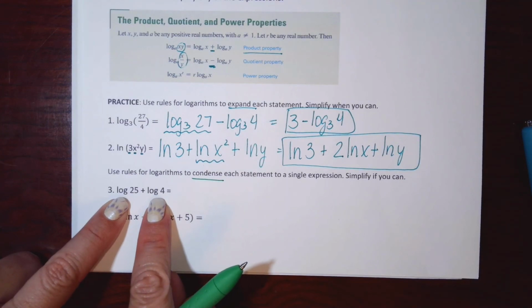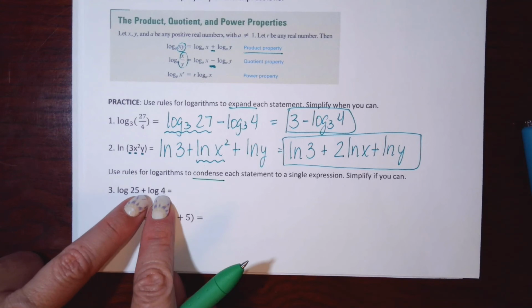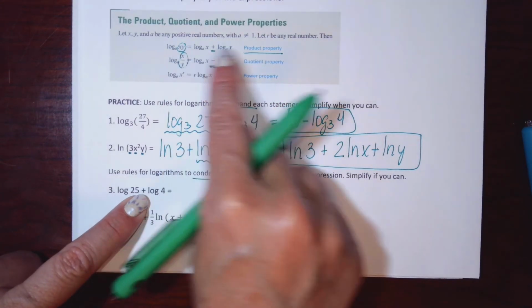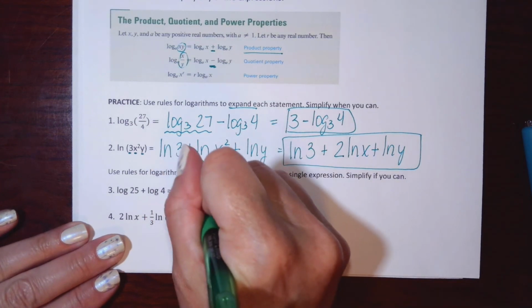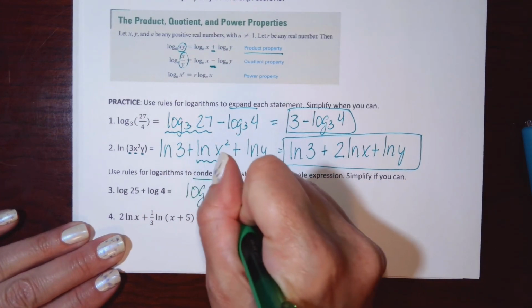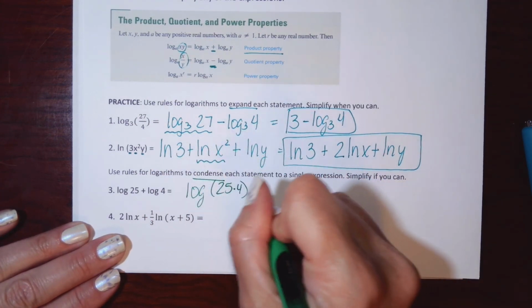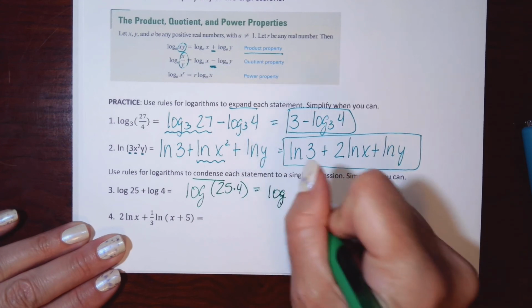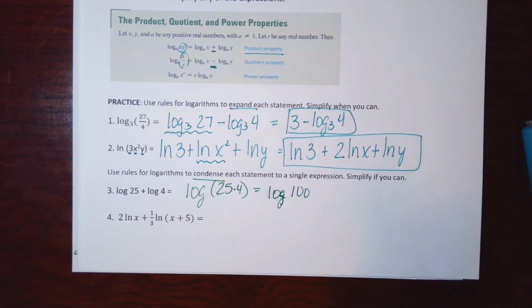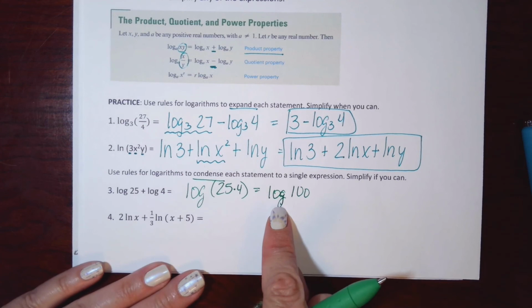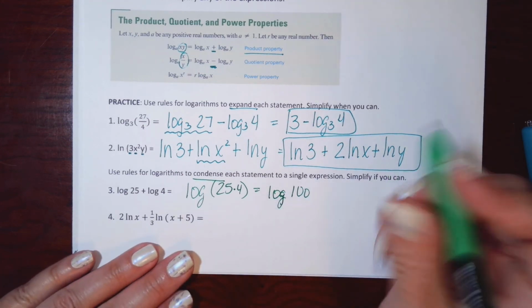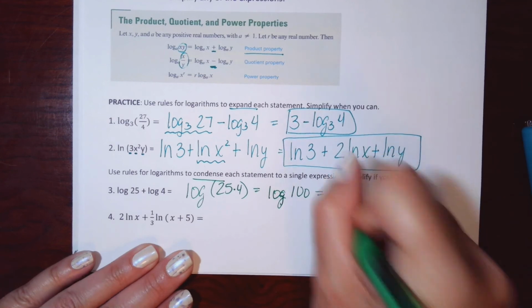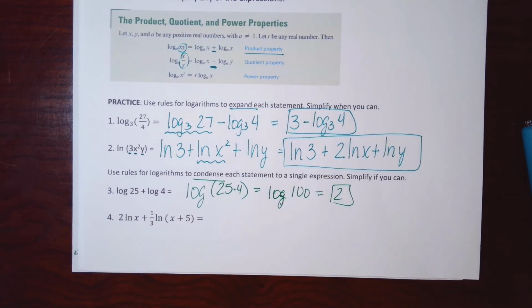Log with no base written is base 10. I can write it, they're paired by addition. Addition pairs with multiplication. That's my product rule. So I've got log, and then I multiply those arguments together. Well, 25 times 4 is 100. Can I simplify that? What is the exponent of my base? My base is 10. What's the exponent of 10 that gives me 100? The exponent of 10 that gives me 100 is 2.